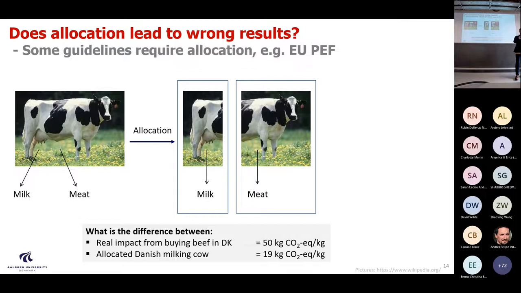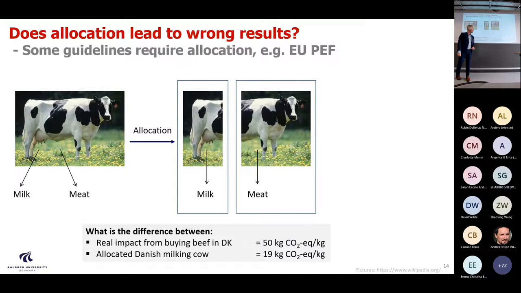So what is the problem here? Well, I would not say it's wrong to allocate, but it just does not produce the results that you are often expecting. I would expect that if I go to the supermarket and I buy 1 kilogram of beef, then the calculated result I'm looking at would be the amount of CO2 I could find additionally in the atmosphere if I buy it. And if I don't buy it, these emissions would not go in the atmosphere. So that's the logic I have.